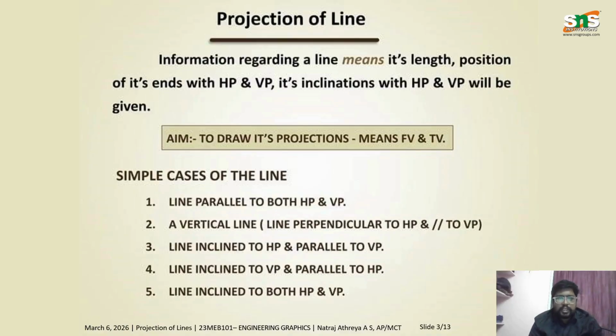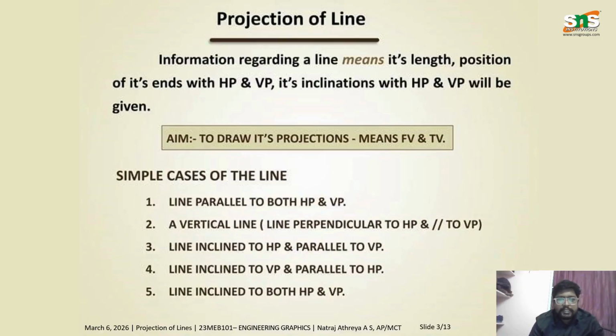The next one is a vertical line. That is, the line is perpendicular to the horizontal plane but parallel to the vertical plane only. So let's say we have a vertical plane. If the line is this way, it is parallel to the vertical plane, but it is perpendicular to the horizontal plane, right? That sort of line comes under the second type.